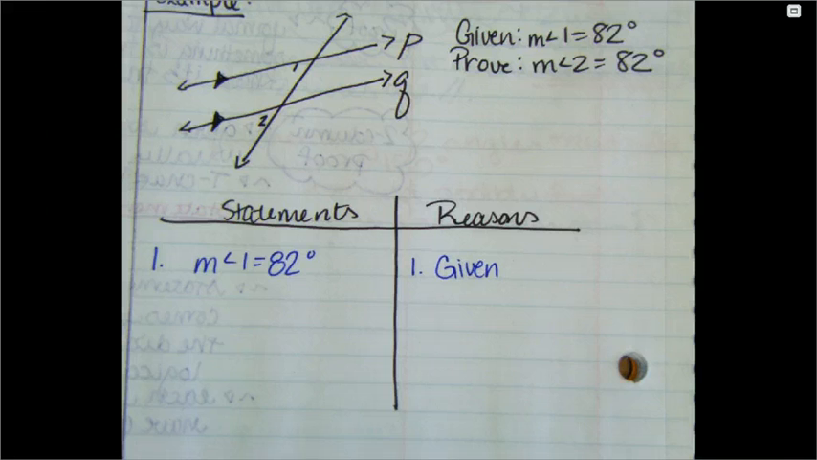And then I'm going to look at the picture. Because remember, your reasons are one of a few things. It was given. It's part of the diagram. It was a definition. It was a property. It was a postulate. All of those things, right?